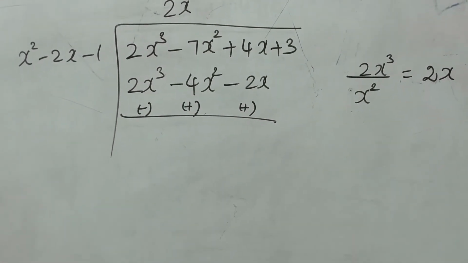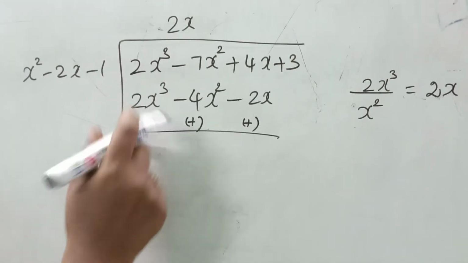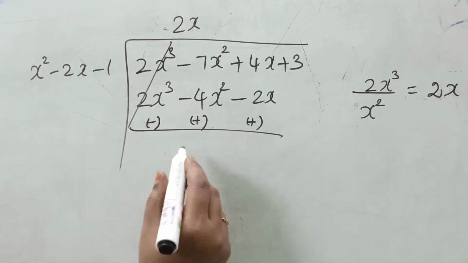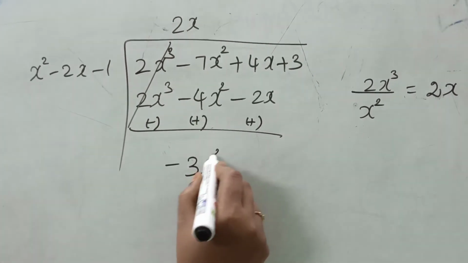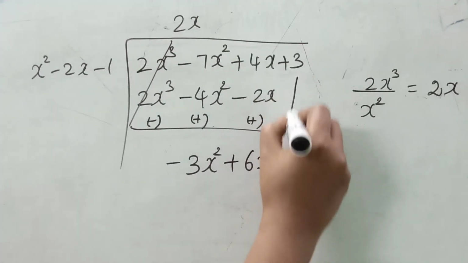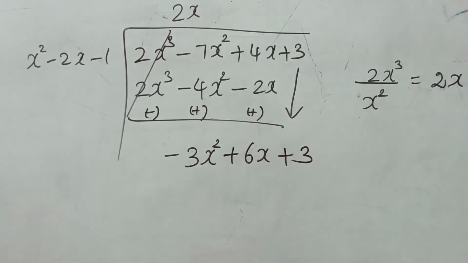Then I am going to subtract. 2x power 3 minus 2x power 3 cancelled. Minus 7x square plus 4x square, that is minus 3x square. 4x plus 2x is plus 6x. Write the next term, plus 3, here.